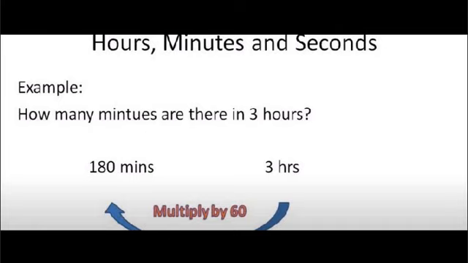Let's see another example. How many minutes are there in 3 hours? So in this question, we are converting hour into minutes. That means we have to convert 3 hours into minutes. To convert hour into minute, we need to multiply by 60. Means here 3 hours multiplied by 60 equals 180. That means in 3 hours there are 180 minutes.